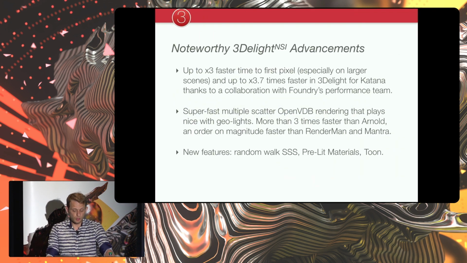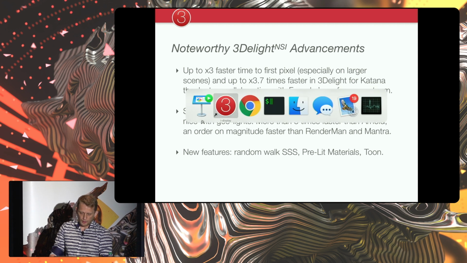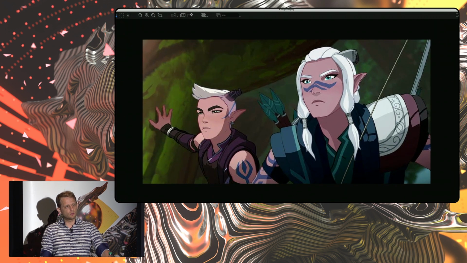Also, we have new features. For example, a new random walk SSS, prelit materials, and toon. The toon part will allow you to do looks like this, for example. We've always had nice toon and ink shading in 3Delight, and we're continuing to develop it in our new 3Delight NSI technology.